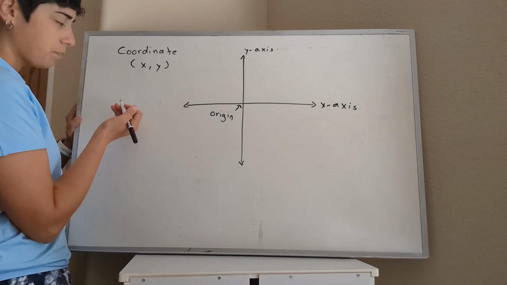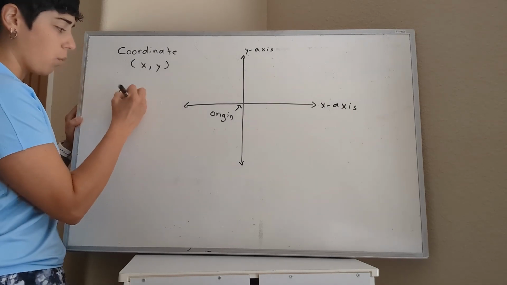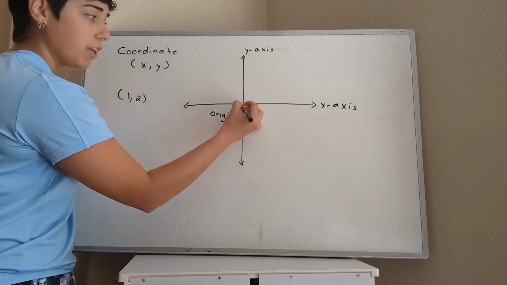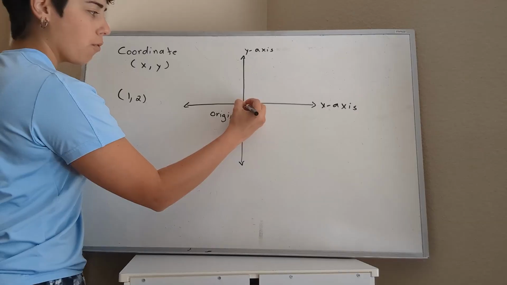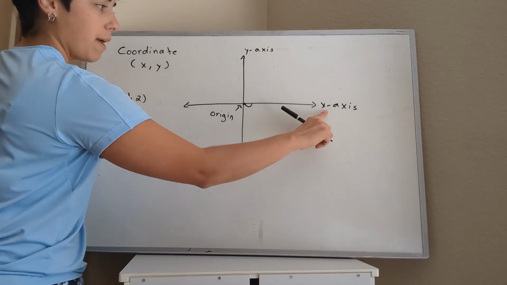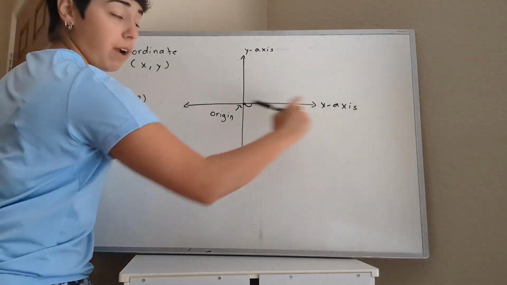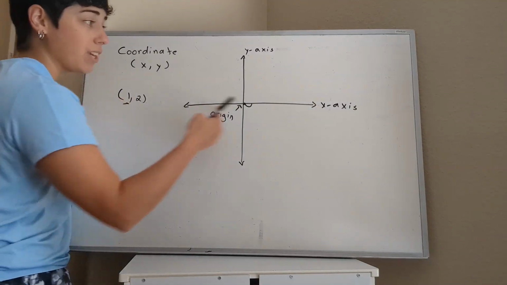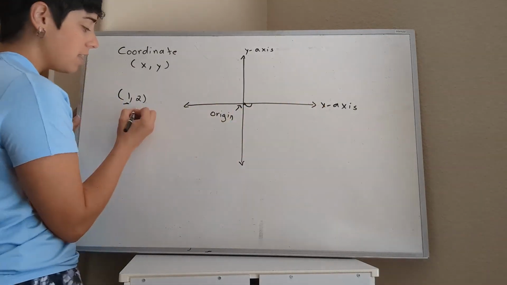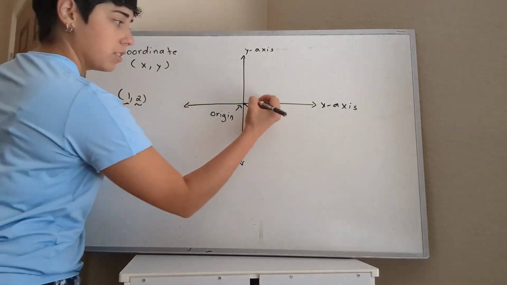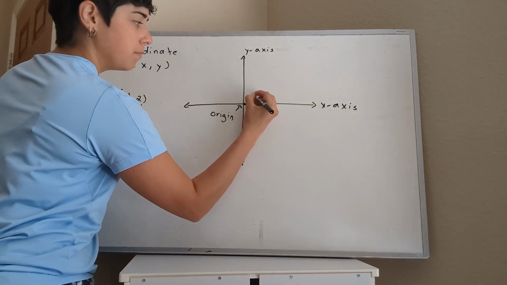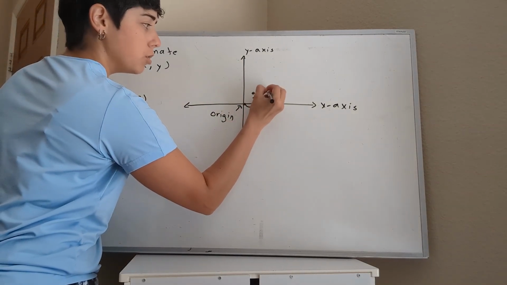So for example, if I had the point (1, 2), starting in the middle, you always start at the origin. Starting in the middle, I would go over one space because my x was 1, so I have to travel this number on the horizontal x-axis, and then I would travel this number, my y, on the y-axis. So I go up 2. And that would be the point (1, 2).